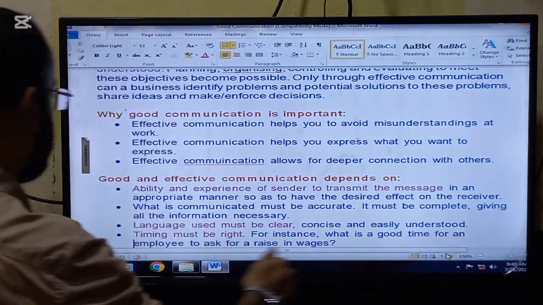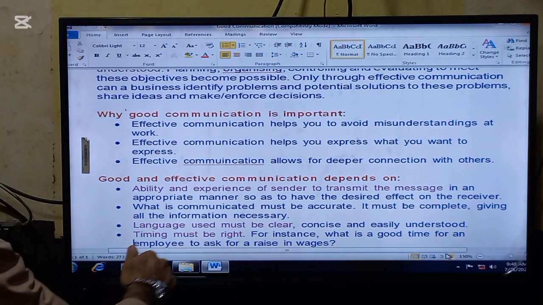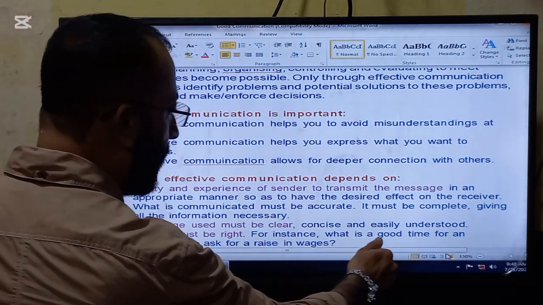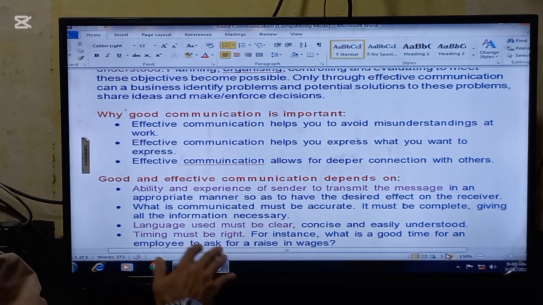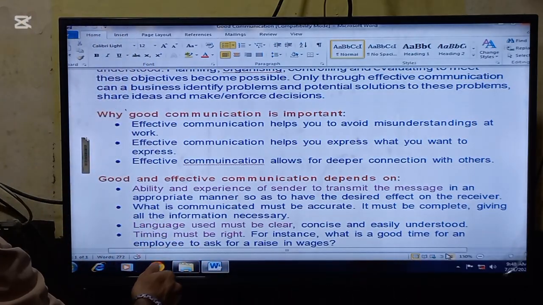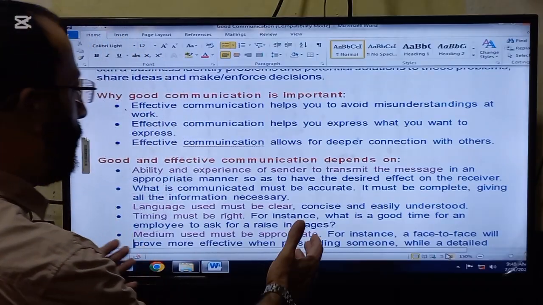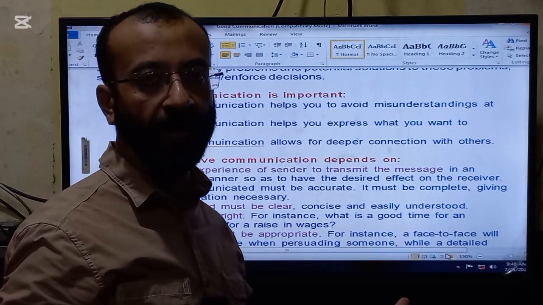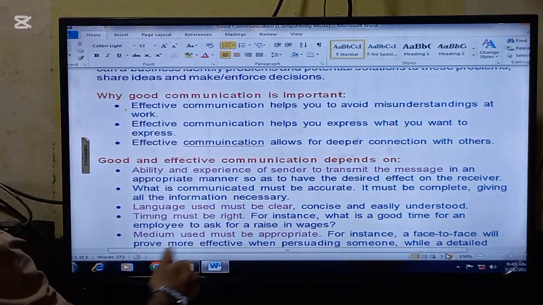It must be complete, giving all the information necessary. The next thing required is that the language used must be clear, concise, and easily understood. The next thing is that timing must be right. For instance, what is a good time for an employee to ask for a raise in wages? If you demand a wage rise in the bad times of the company, that will be a very bad time. So timing must be right.